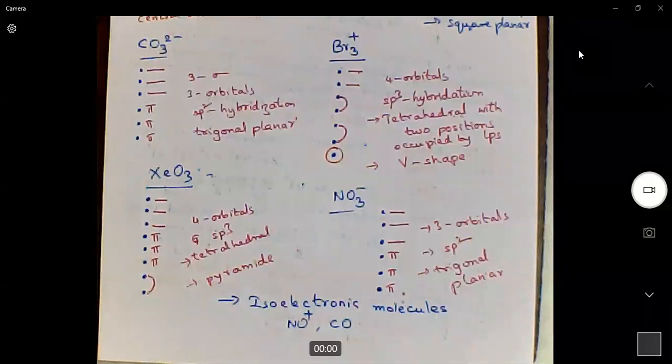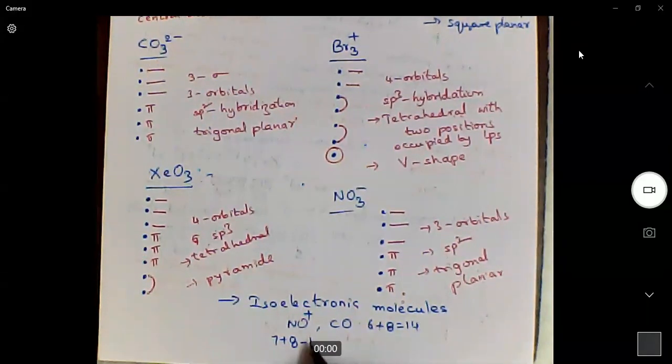In order to discuss the isoelectronic molecules, we will count the total number of electrons. That means according to atomic number. Consider NO plus and CO. Carbon 6 electrons, oxygen 8 electrons, total 14 electrons. In NO plus, nitrogen 7, oxygen 8, there is 1 plus charge, so we need to decrease 1, so 14 electrons. These two are isoelectronic species.